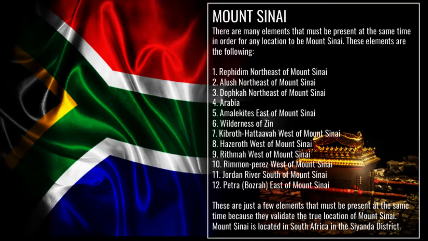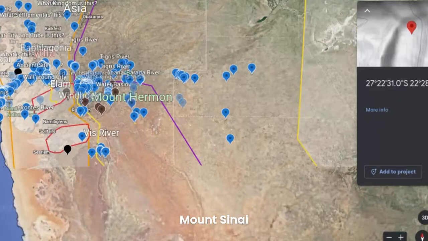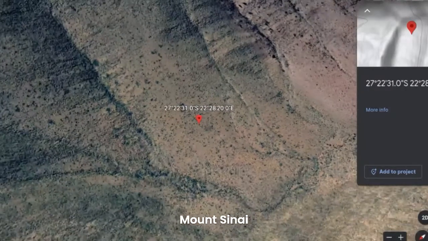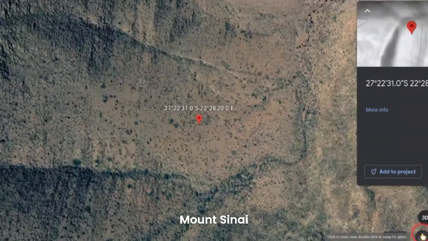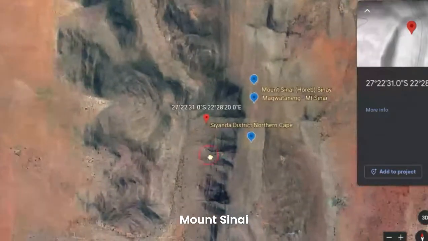The next element is Petra or Basra, which is situated east of Mount Sinai. These are just a few elements that must be present at the same time because they validate the true location of Mount Sinai. Mount Sinai, it is located in South Africa in the Siyanda District.